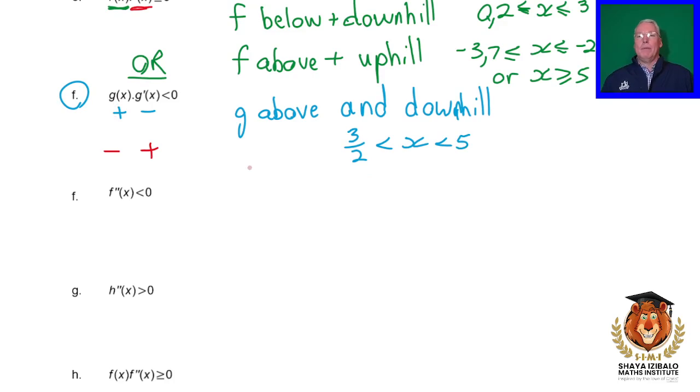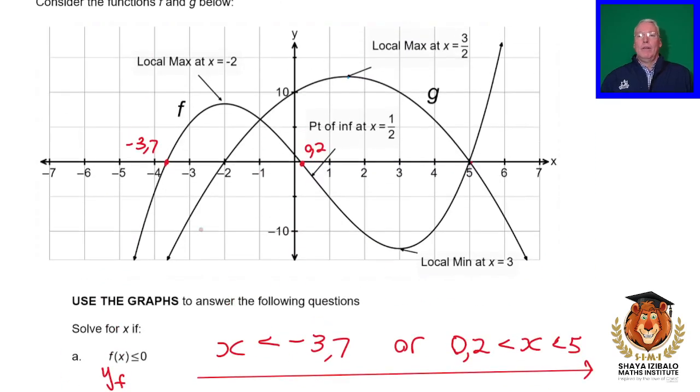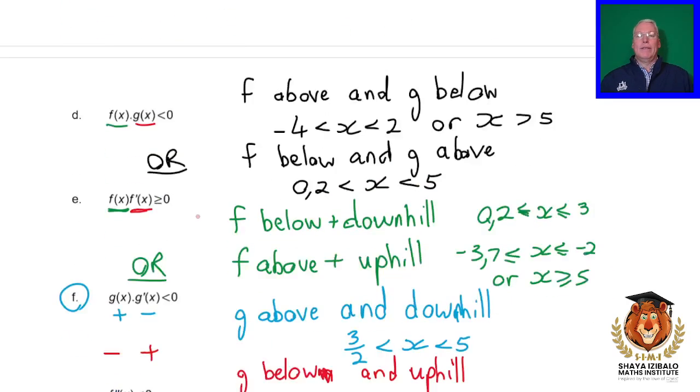Now I'm using a different color pen. We want it to be below, but we want the gradient to be positive. So in other words, below and uphill. Let's have a look where it is below and uphill. We're talking about G. It's below and uphill to the left of negative 2. X less than negative 2.